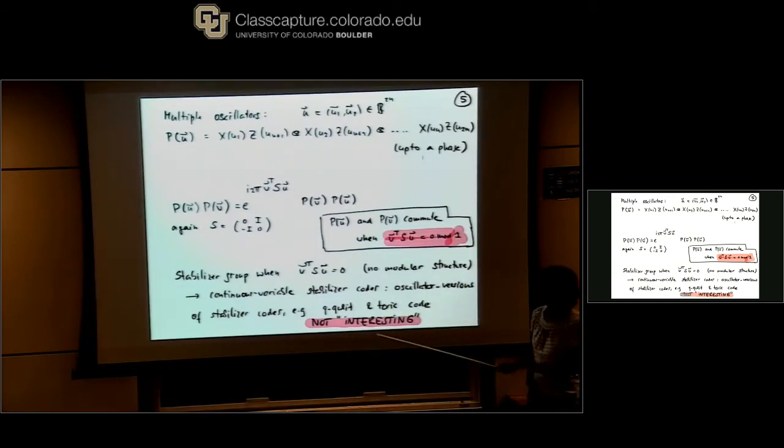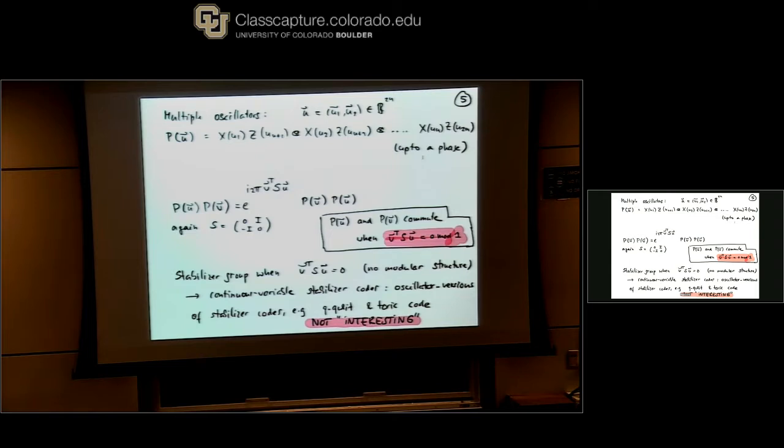And I want to make a forceful point that this is a completely uninteresting class of codes. The point is that these are the earliest codes that have been defined. When the stabilizer code formalism came about, there were people, Braunstein and Lloyd and so on, who defined a continuous variable version of stabilizer codes. So you have a 9-qubit code, and you can have a continuous variable version of a 9-qubit code.